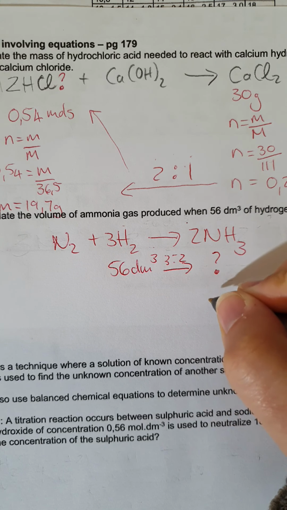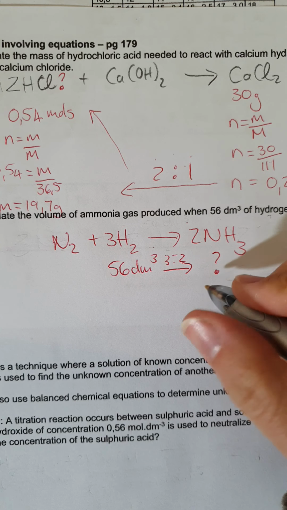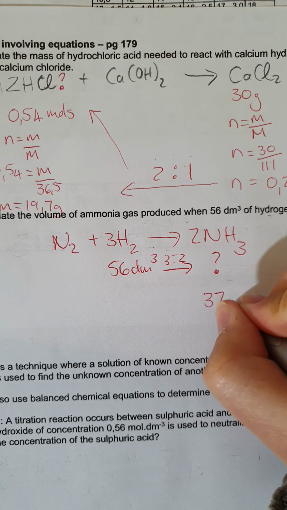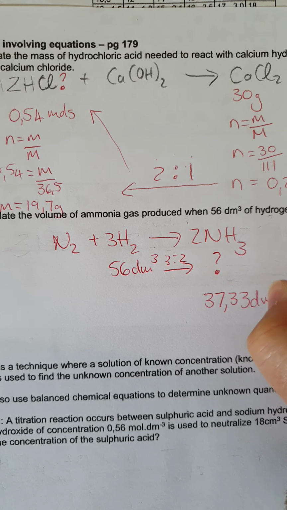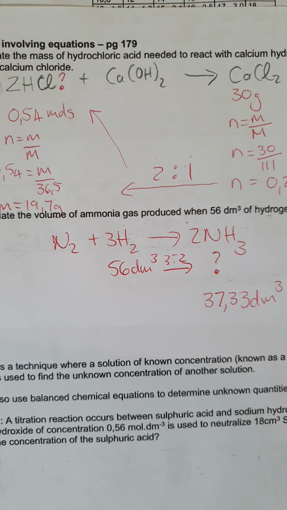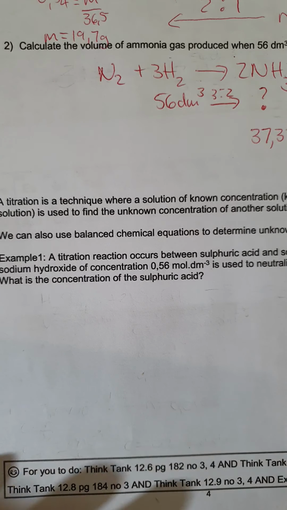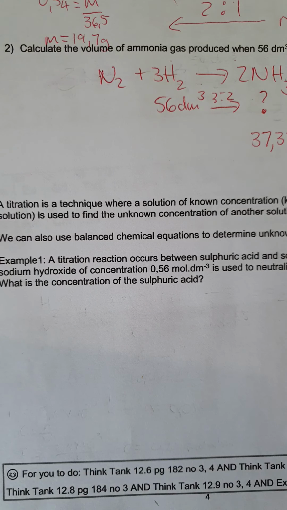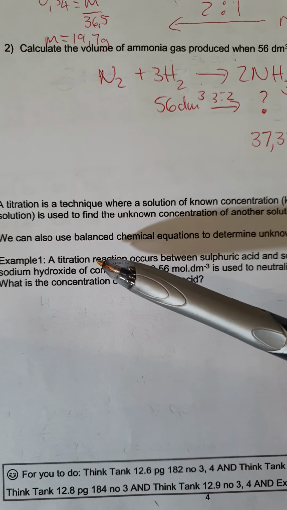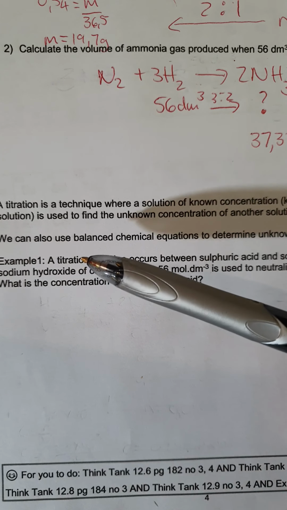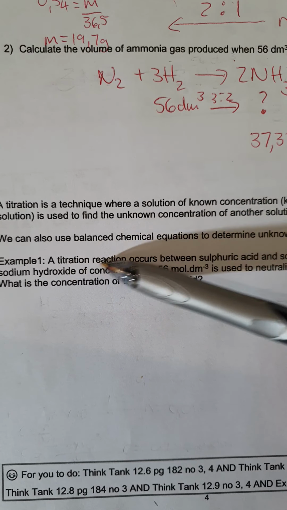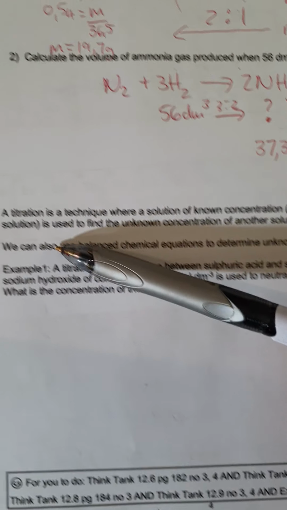You work out your ratio and you land up with 37,33 decimeters of ammonia produced. Okay, the last one I'm going to do with you, just to help you remember, is a titration. We're going to do titrations properly in grade 12, but the question involves a titration. So I just want to let you know what a titration is.